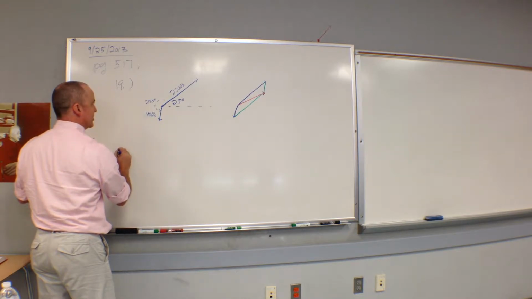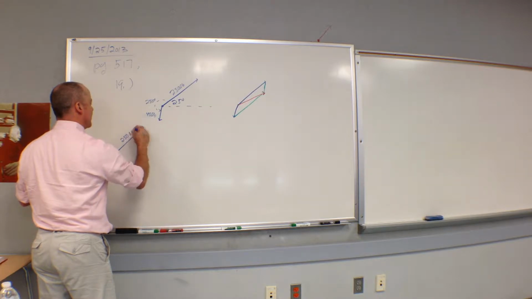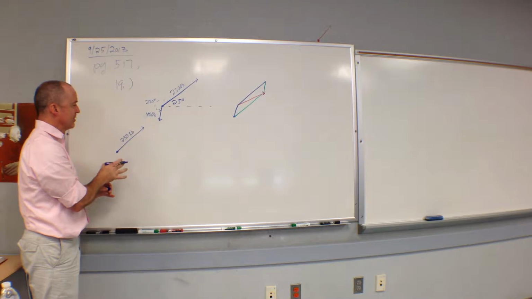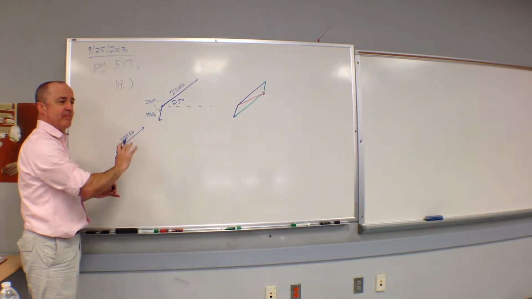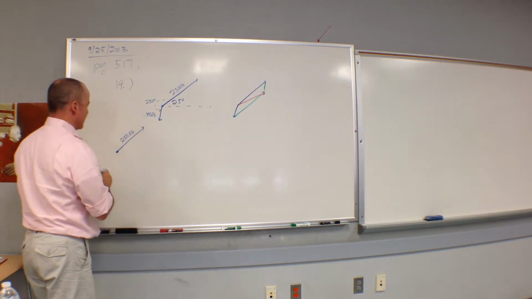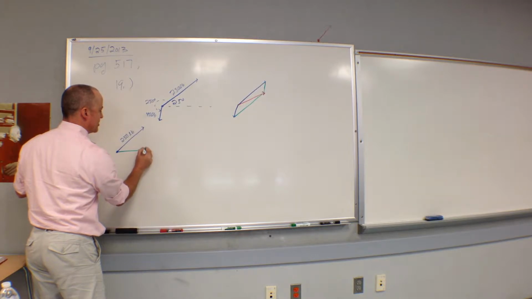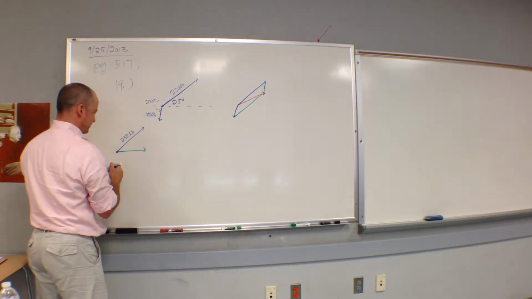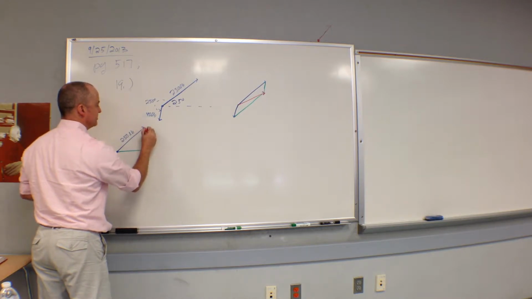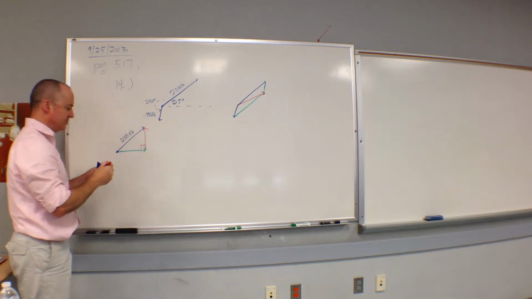Every individual vector, and we did this before we started adding them together, can be described as a horizontal component and a vertical component combined. Now, adding vectors is kind of like walking a path, but we'll get to that in a sec. Here's my horizontal component, here's my vertical component. And they'll always form a right triangle. Horizontal and vertical always form a right angle.